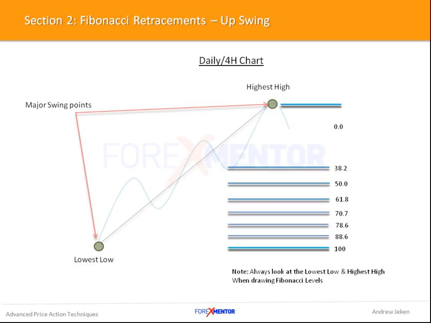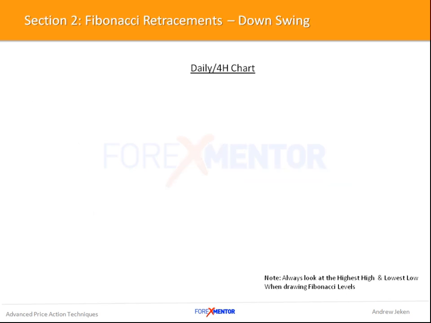And all we do is draw our fibs from the low to the high, and again, these are the retracement levels: 38%, 50%, 62%. The 70.7 is not a very well known fib retracement level, but it works exceptionally well on the higher time frames. The 79 level, 78.6, and then the 88.6 is the deep fib retracement. There again, also not very well known, but works very, very well. So let's have a look now at Fibonacci retracements in a downswing.